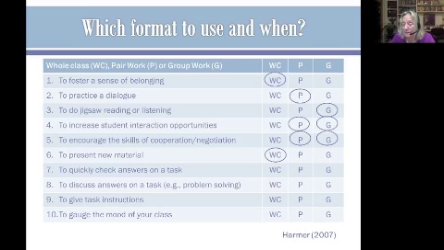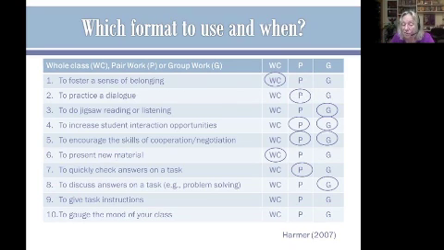Pair work. Pair work, okay. Discuss answers on a task. Group work. Probably group work because they'd get more opinions, right? And they'd have to work it out a little bit more.